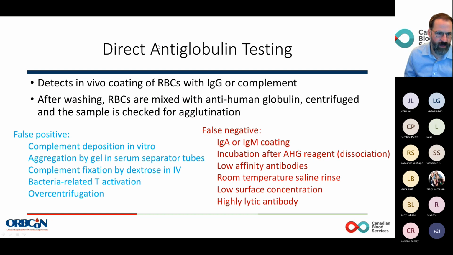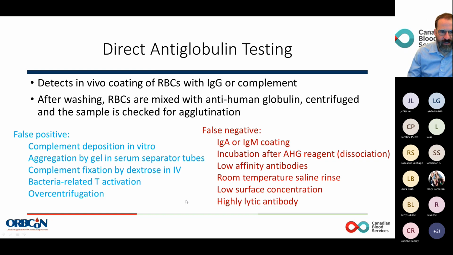So in terms of the direct antiglobulin test, some reminders. It's a test that detects the in vivo coating of RBCs with either IgG or complement. Red cells taken from the patient are tested, and if they have IgG, it'll test positive for IgG, and likewise complement with complement. After they're washed, the RBCs are mixed with the anti-human globulin reagent, centrifuged, and then the sample is checked right away for agglutination.